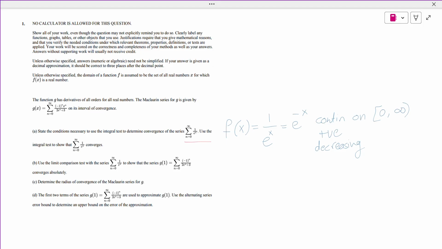Now we need to apply the integral test. So we will go from 0 to infinity of e to the power of minus x dx. But this is an improper integral, so we will replace infinity with b or t or whatever. I would like to use t, as t approaches infinity, and we will go from 0 to t of e to the power of minus x dx. So far so good?